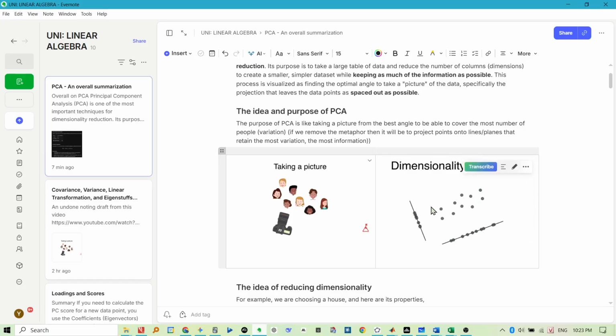So we have scattered data points here, and these lines represent the angle to take a shot. If you take a shot from this angle, the data that you receive will not vary so much, so you receive very little information. But if you take an angle like this, you can see that it is much more varied here, and you will retain a lot of information. That is the idea and purpose of PCA.